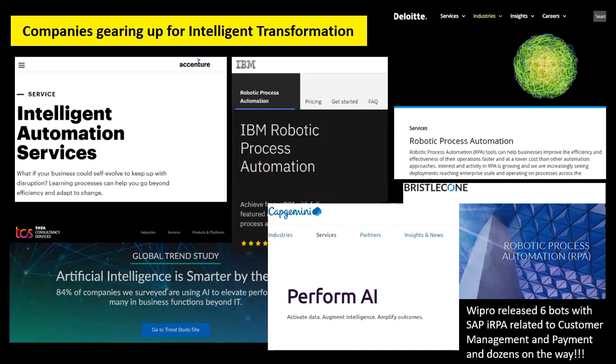Wipro has released 6 bots in the last year. Now they are launching some more bots. TCS is already working on this. IBM has its own RPA platform. Then Deloitte and all those companies, Accenture is heavily involved in this particular domain. You can visit their websites, read what they are doing, and you can say that almost all of them are working in the future.